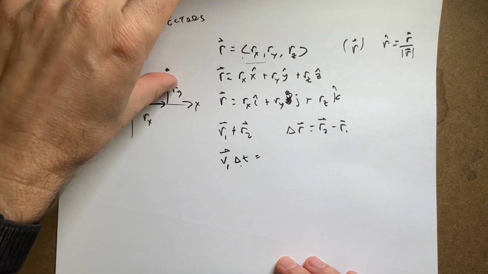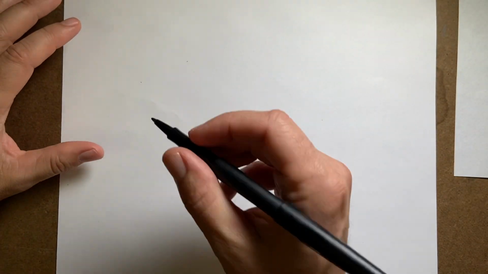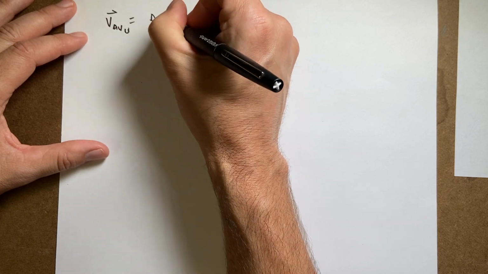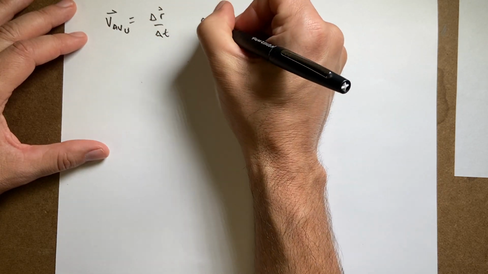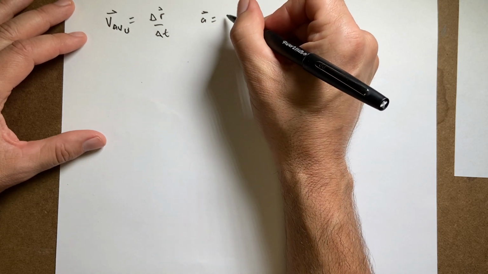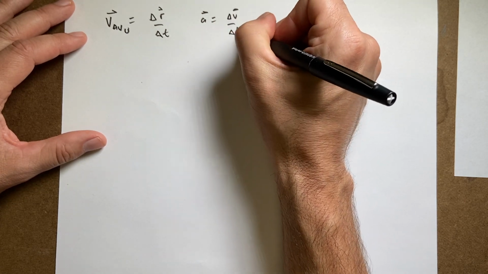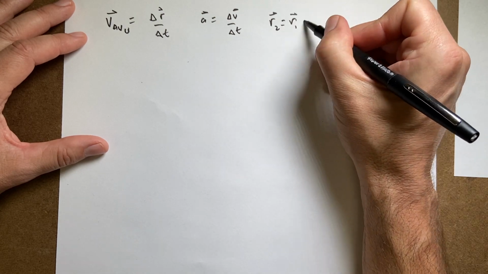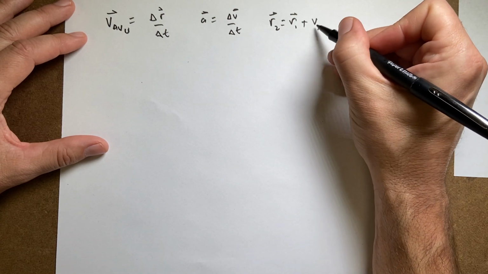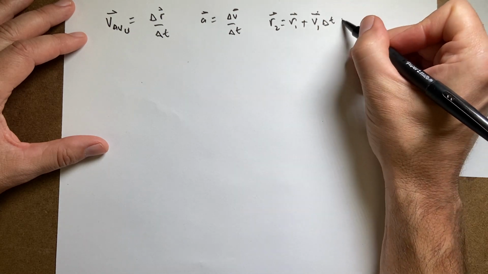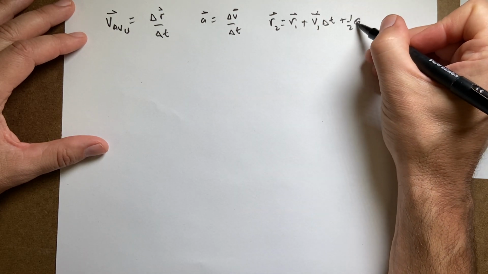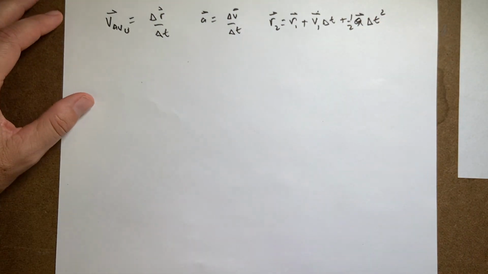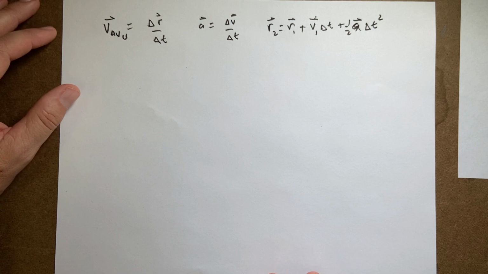So with that in mind, we can go back to the definition of average velocity. It's a vector, v average equals delta r over delta t. The average acceleration is delta v over delta t. And then we have r2 equals r1 plus v1 delta t plus 1/2 a delta t squared. And that's the kinematic equations.